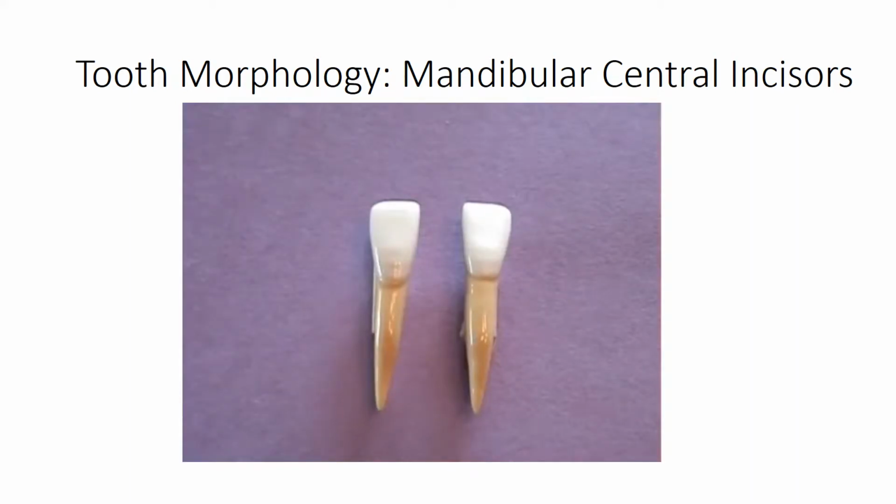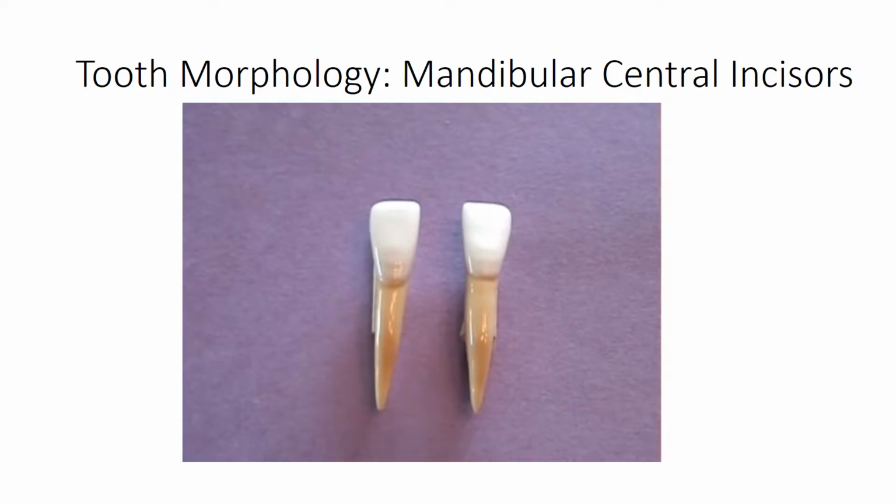The mandibular central incisor tends to be fairly symmetrical. It is one of the smallest and simplest teeth in the mouth. There's an incisal edge and incisal angles. Distinguishing the right from the left, the mesial incisal angle is a little bit sharper, while the distal incisal angle is a little rounder.